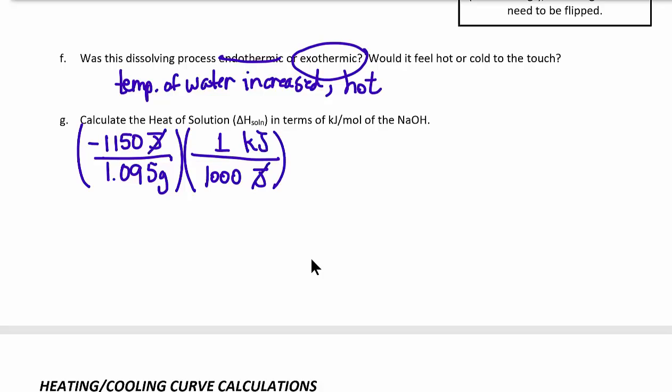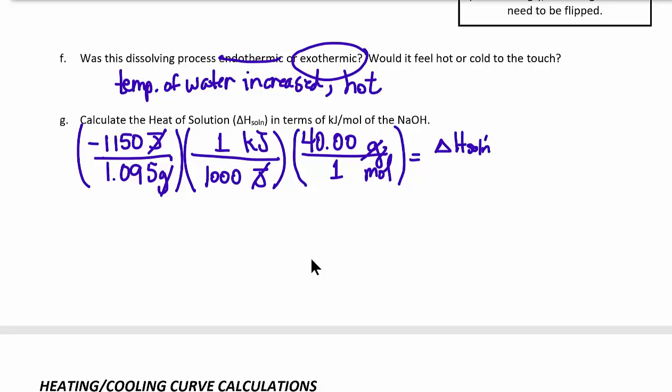Therefore my joules will cancel and I'll be in kilojoules per gram, but I need to be in kilojoules per mole, so I need to convert my grams to moles. This is molar mass, and the molar mass of sodium hydroxide is 40 grams in 1 mole. I have a gram in the denominator and a gram in the numerator, and they cancel. So the heat of my solution will equal a negative 42 kilojoules per mole.